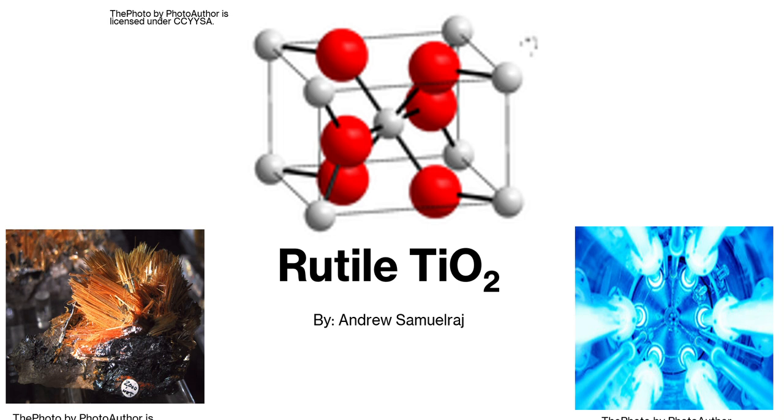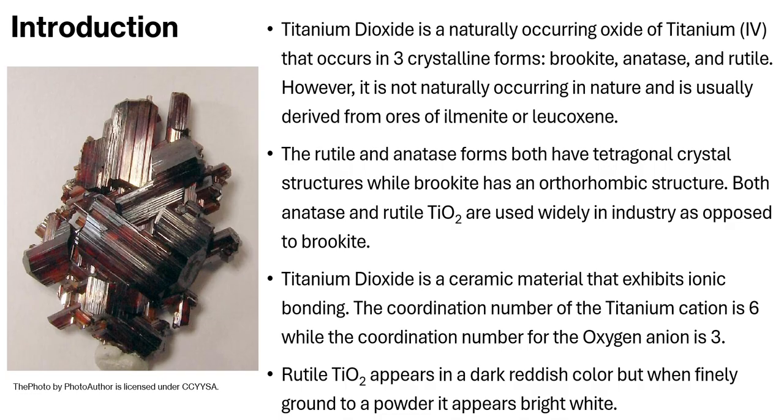Everyone, I did my material science project on rutile TiO2. Titanium dioxide is a naturally occurring oxide of titanium that occurs in three crystalline forms: brookite, anatase, and rutile. However, it is not usually found pure in nature and is usually derived from ores of ilmenite or leucoxene. The rutile and anatase forms both have a tetragonal crystal structure, while the brookite form has an orthorhombic structure. Both the anatase and rutile TiO2 are widely used in industry as opposed to brookite.